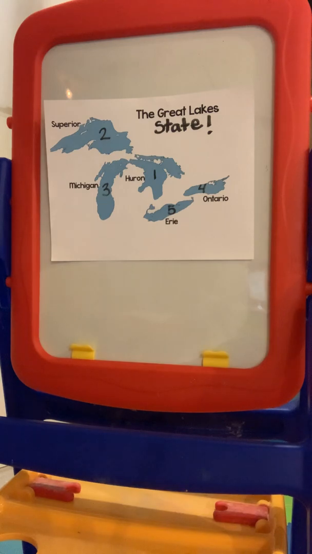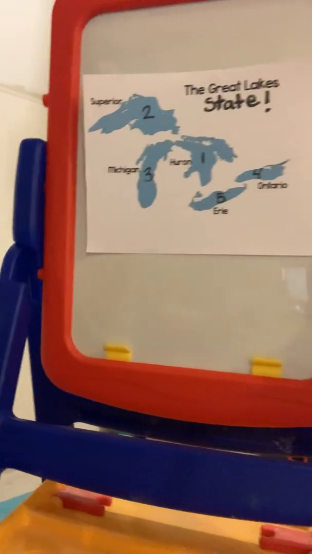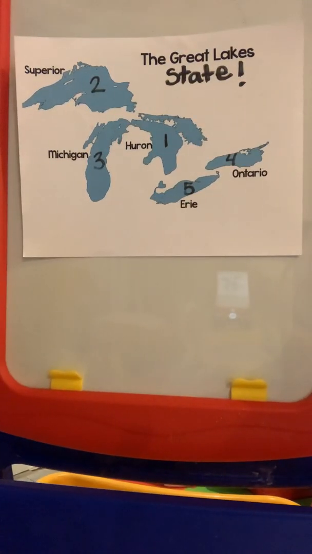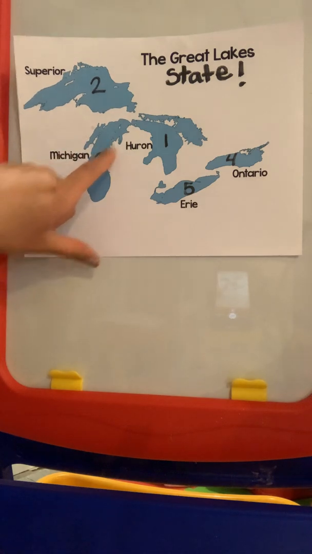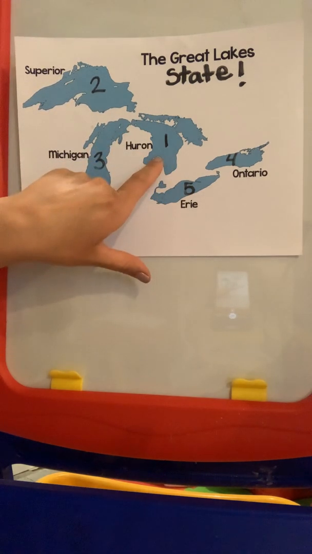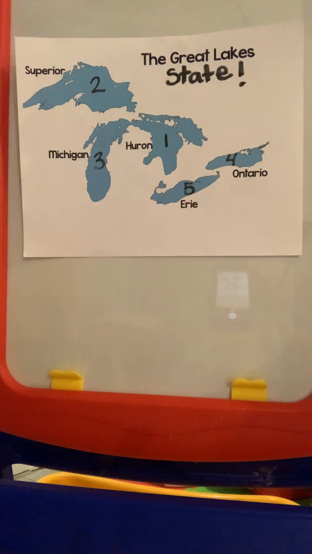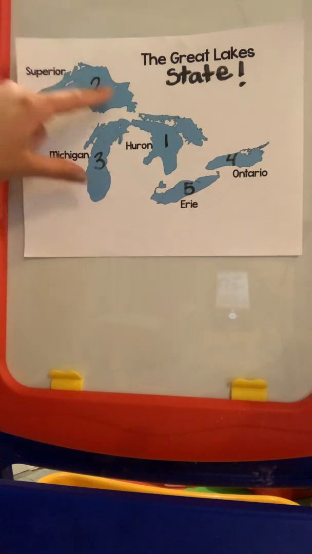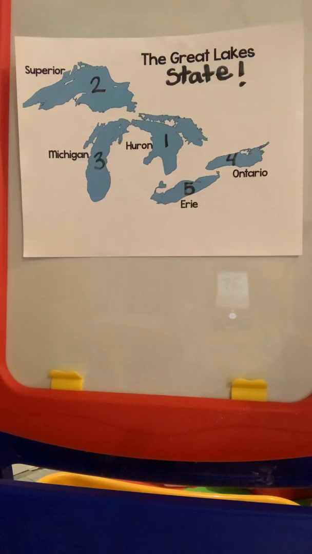So here is a picture of Michigan. That is our state. That is where we live in the United States. Michigan looks like a mitten. We live around here on the thumb. And in the blue are the Great Lakes.